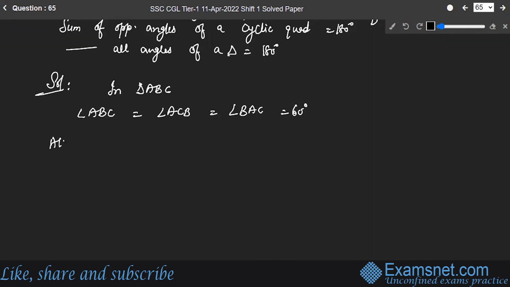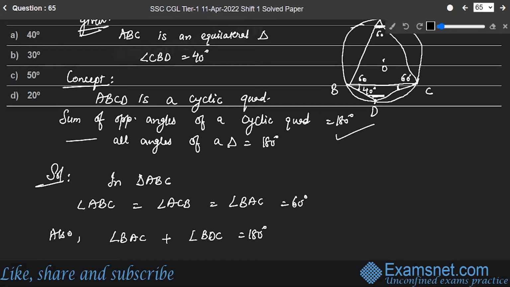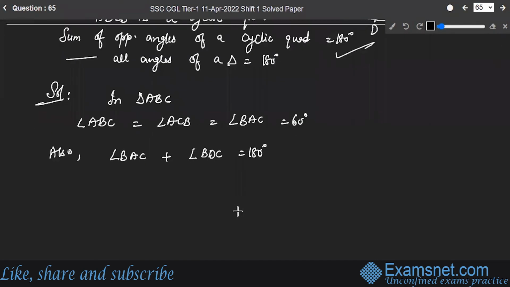also BAC plus BDC is equal to 180 degrees. All right, see these two angles. This angle plus this angle is equal to 180 degrees. You know this property, the sum of opposite angles of a cyclic quadrilateral is equal to 180 degrees. So from here, BAC is equal to 60 degrees and BDC, let's calculate, it will be 120. Correct?